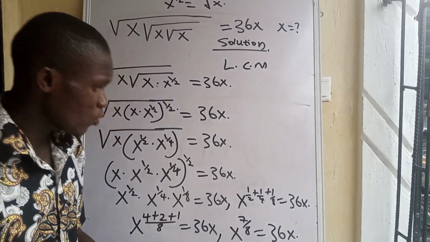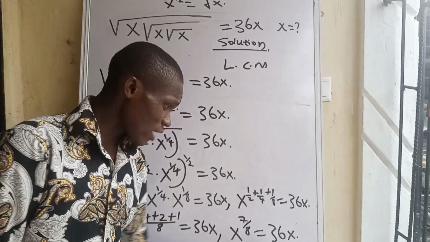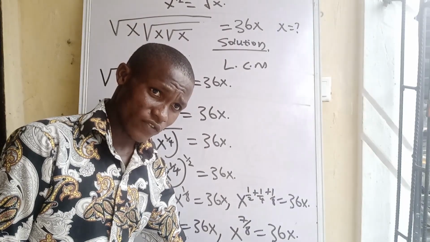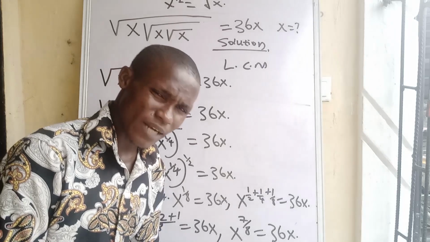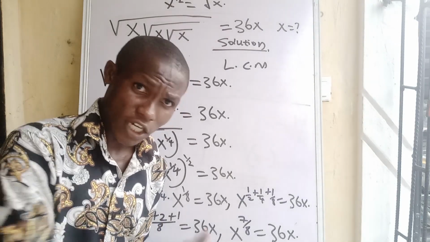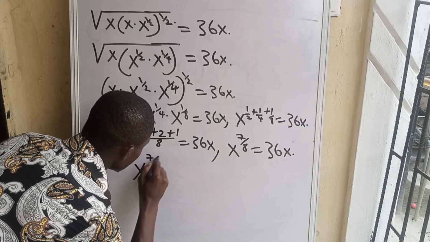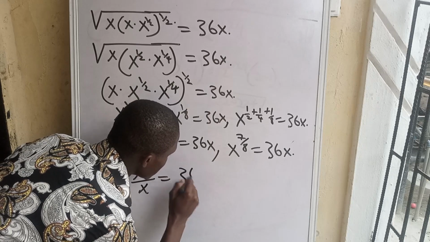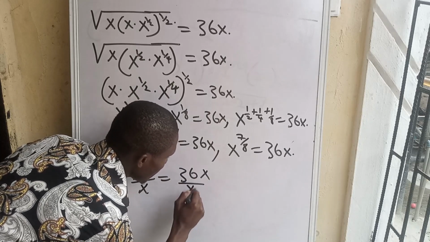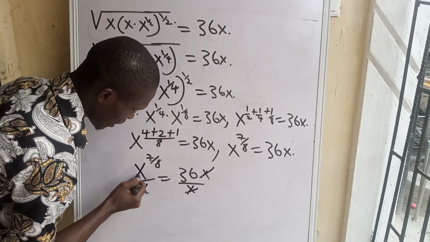The next step we are going to do: we are seeing x at the left hand side of the equation, and we are seeing x at the right hand side of the equation. So to make 36 stand on its own, we can simply divide both sides by x. By doing that, we are going to have x to the power of 7 all over 8 all over x equals 36x all over x. We can see that x can cancel out x. So we are having this and we are having this.